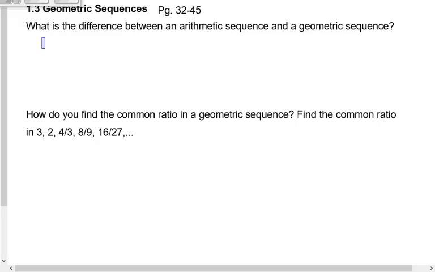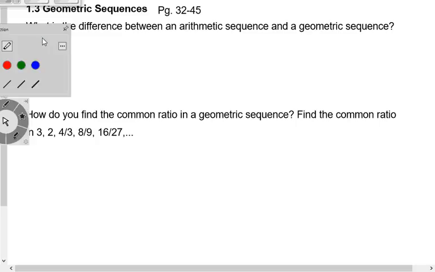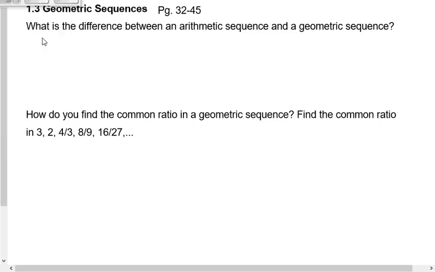So if we look at an example of a geometric sequence, we have 2, 6, 18, 54. Okay, this is a geometric sequence. Here, the common ratio can be found by taking term 2 and dividing it by term 1. So we take 6, divide it by 2, and that would obviously give us a common ratio of 3.